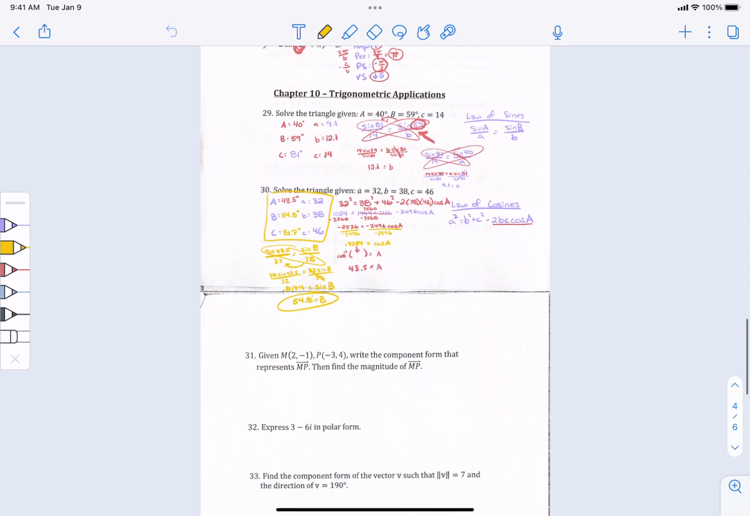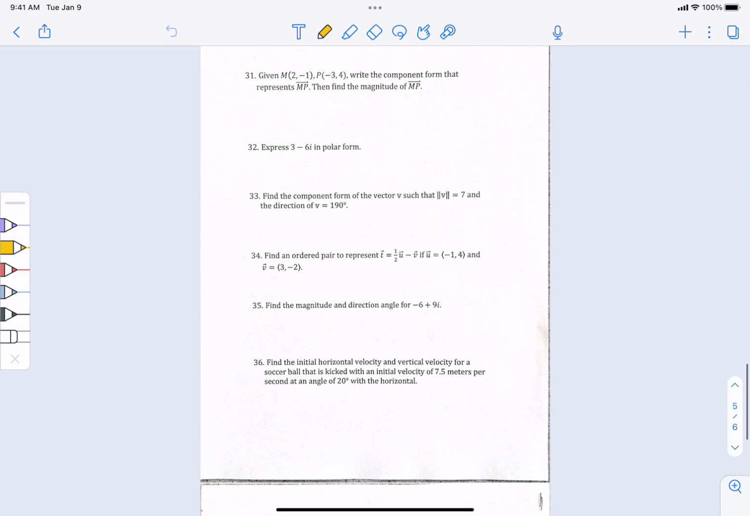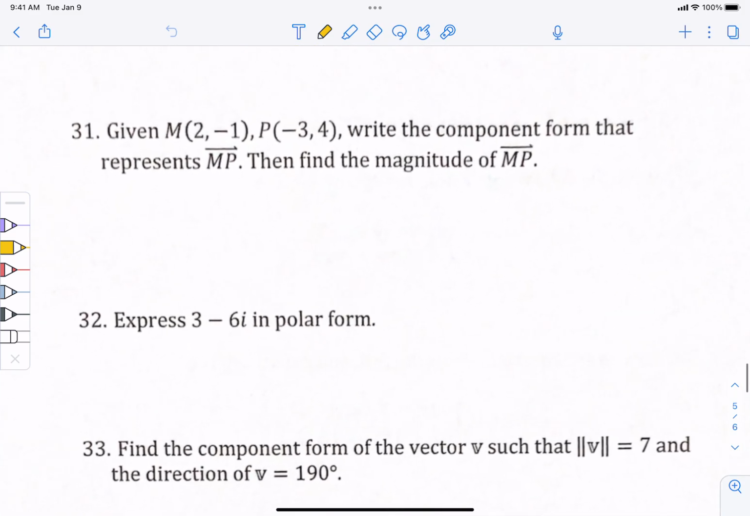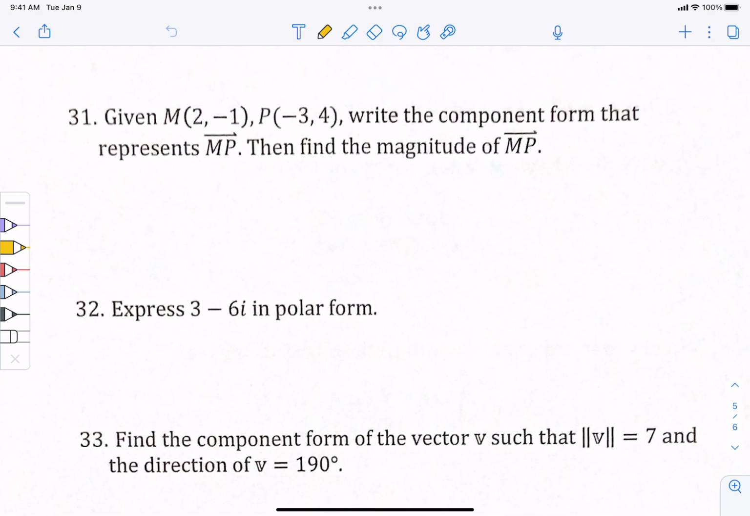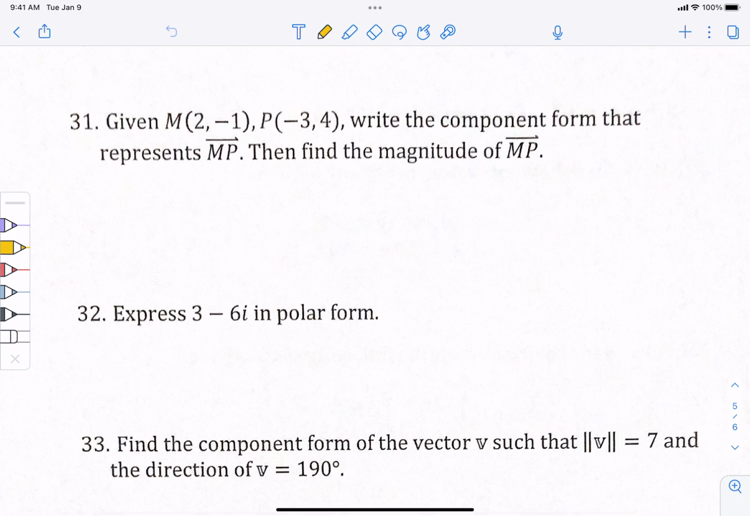All right. So starting with 31, we're filling this in. Get your packet done. 31, we have 10 problems. They give us points and they say we're starting with M and going to P. Like this tells me that M is the starting point and P is the ending point. And they want us to write it in component form. And component form is this form, A comma B. A just tells the X direction, B tells the Y direction.